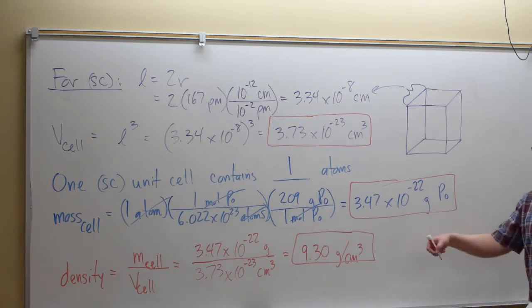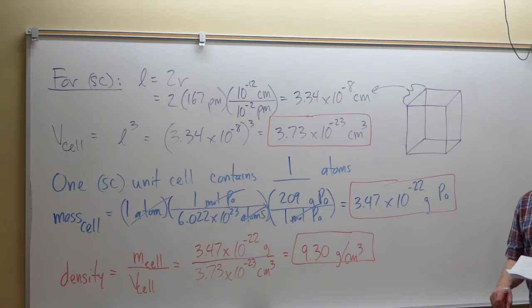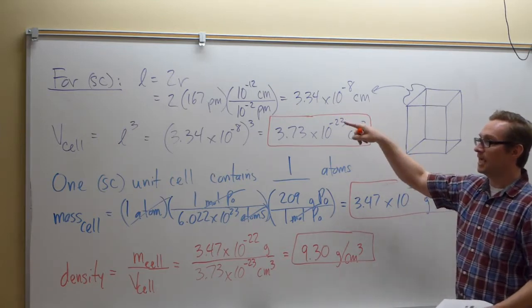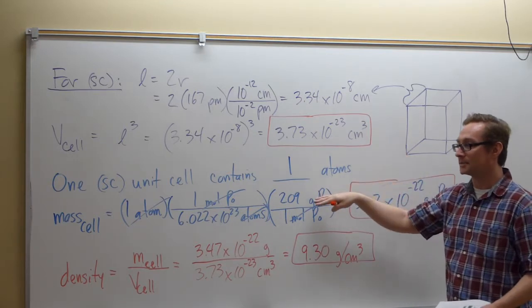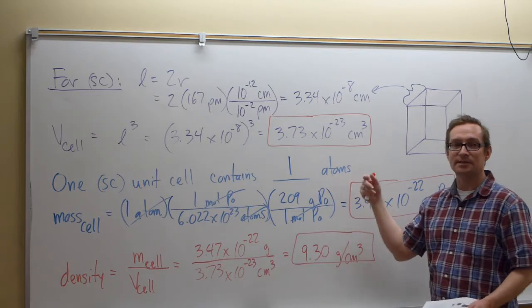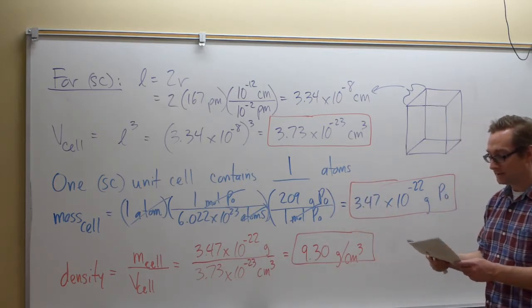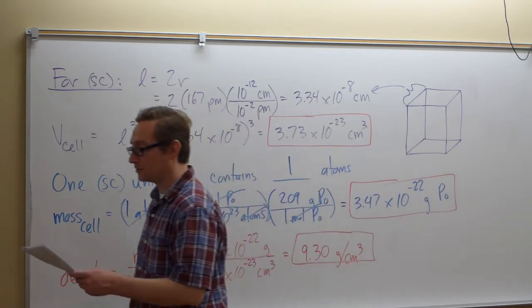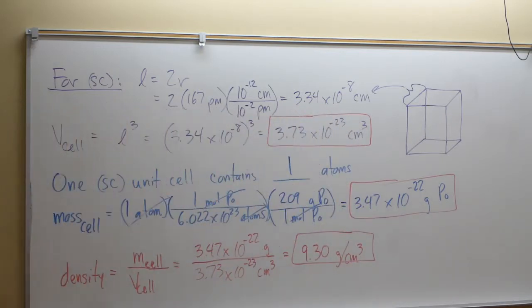And if you look at the density of polonium, you would probably find a value pretty close to that. So you can get the volume from the edge length, you can get the mass from the knowledge of how many atoms are in the unit cell, and go from there. So that's the density. The question also asks us for what's the packing efficiency.